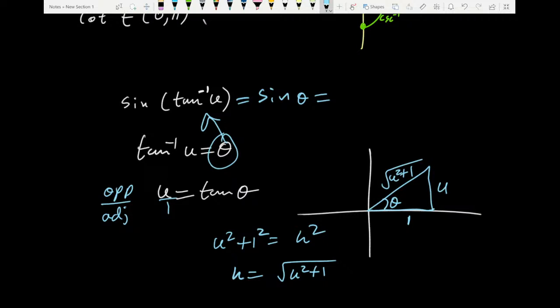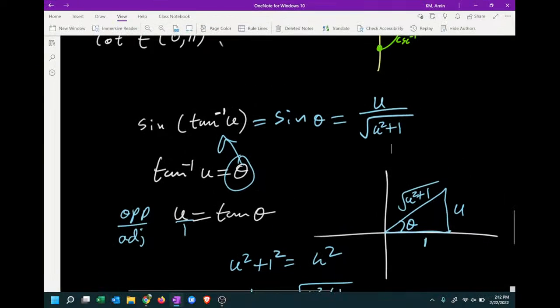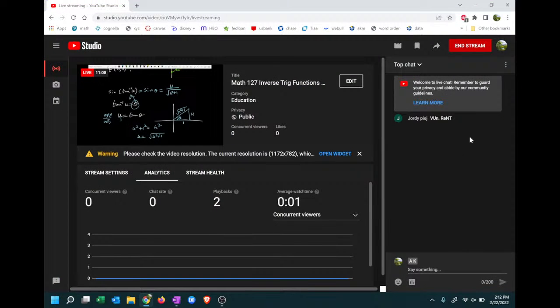sine is opposite over hypotenuse. And you're going to see that in calculus later on. In calculus 2 class, you will see that later on. Okay, so this is the topic I'm covering right now. I will see you guys next time.